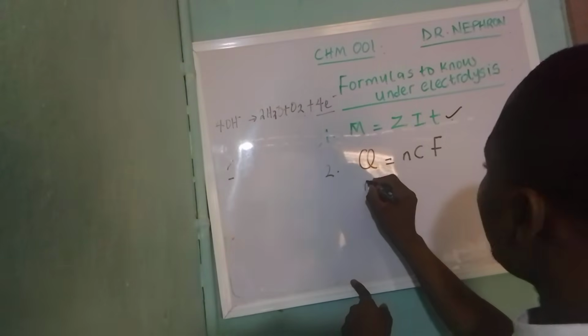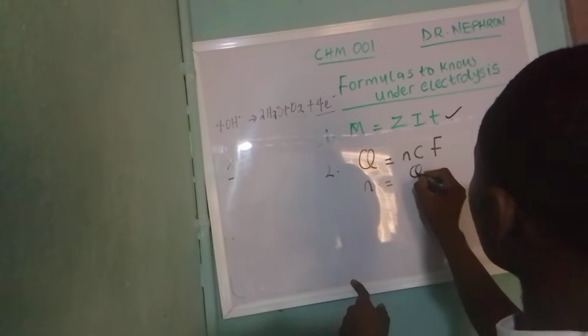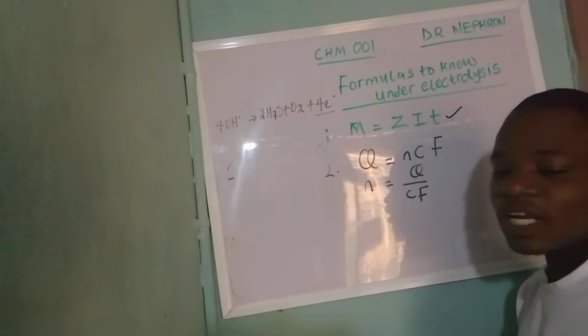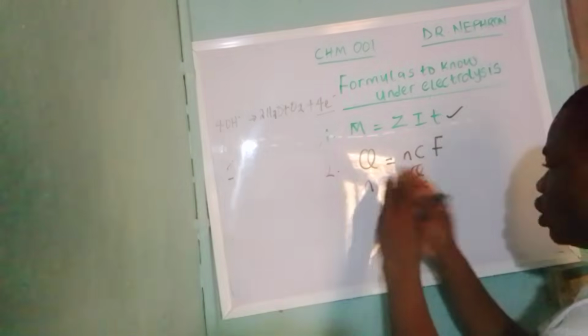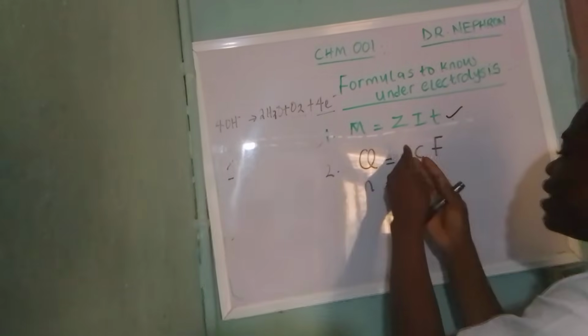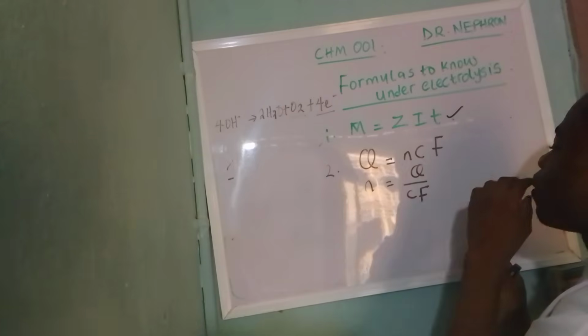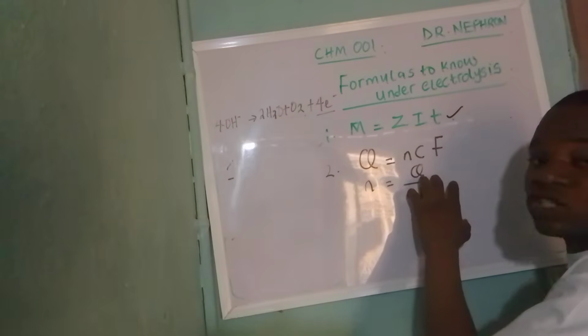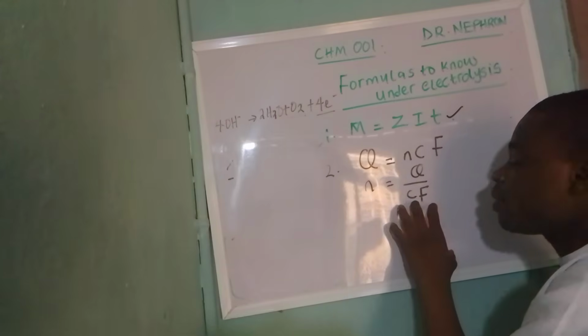But from this equation, I can make it like this: N equal to Q divided by CF. If I divide both sides by CF, I'll have the number of moles equal to the quantity of electricity divided by charge times Faraday constant. Do you get it now?